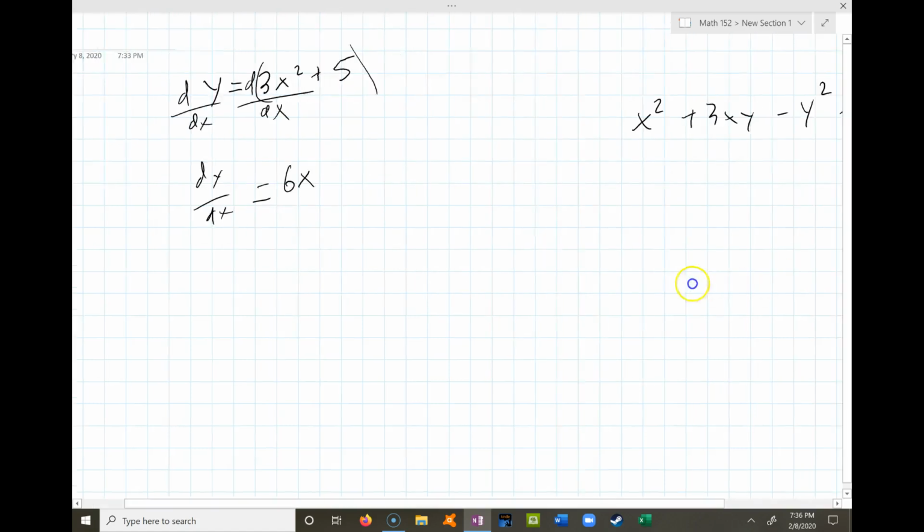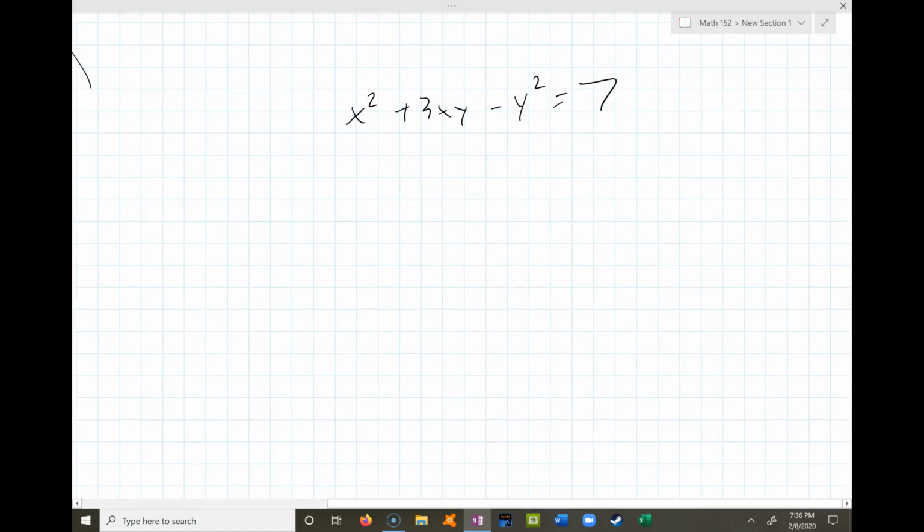Okay, so we can do that same idea over here if we just take the derivative of both sides of the equation with respect to x. If I take the derivative of x squared, that would be 2x. And since I'm taking it with respect to x, the chain rule kicks out just a 1, because the derivative of x with respect to x is 1.